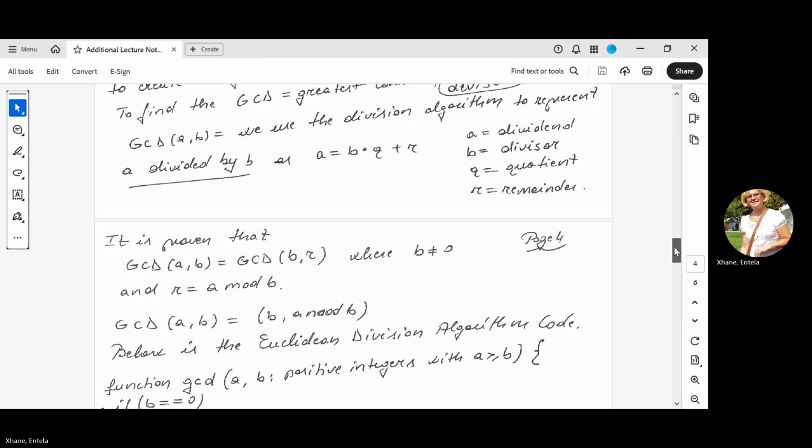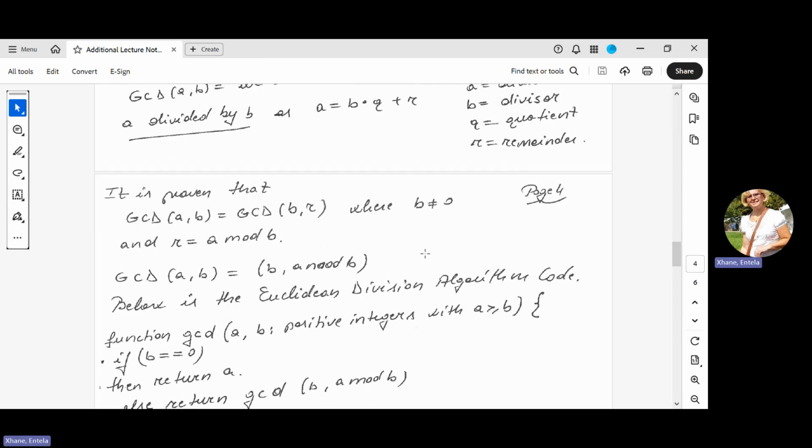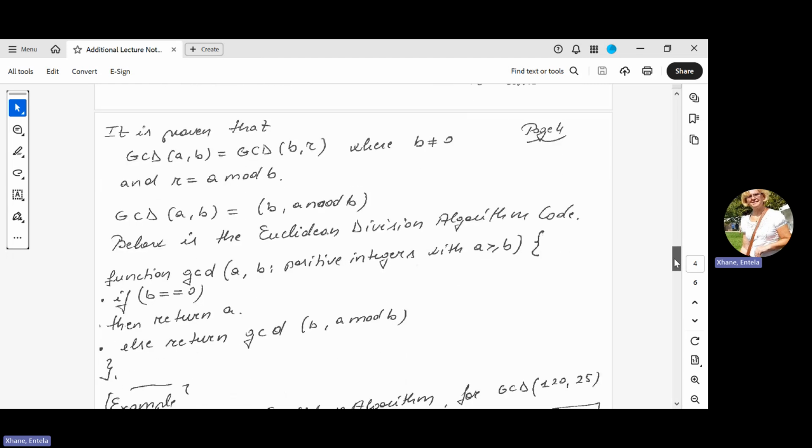So what Euclid was saying: the greatest common divisor of A and B is the greatest common divisor of B, which is the divisor, and A mod B, because A mod B is nothing but the remainder of A divided by B. Let's try to see this in an example setting.